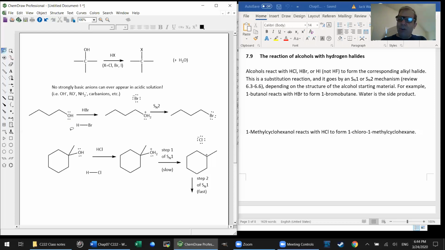Now, how can you know that we're in an acidic medium? You know by what we're given. You need to look at what we're given. We're given that HBr is there. And we know from Gen Chem that's a very strong acid, as is HCl, as is HI. So that's how we know. That gives us a clue that we're operating in an acidic medium, an acidic solution, and so we can't have any strongly basic anions around.